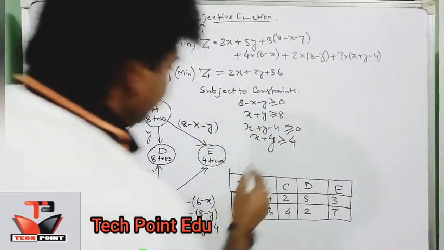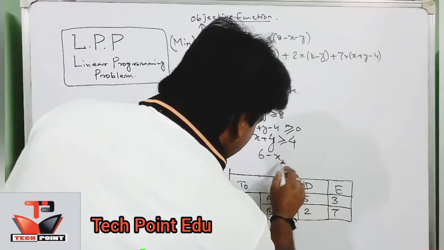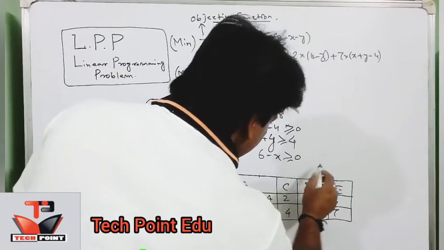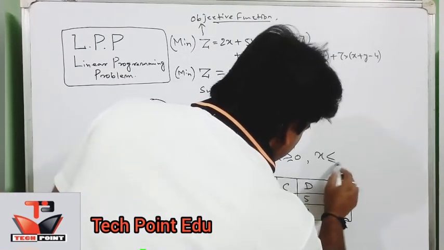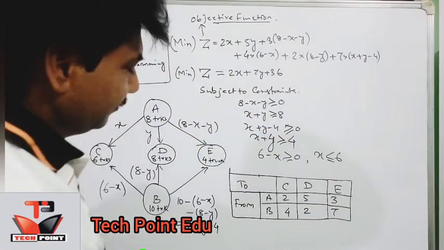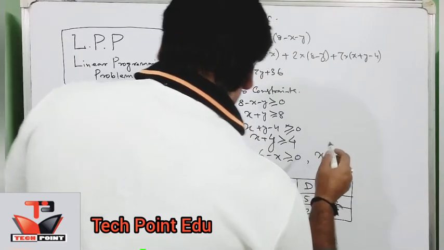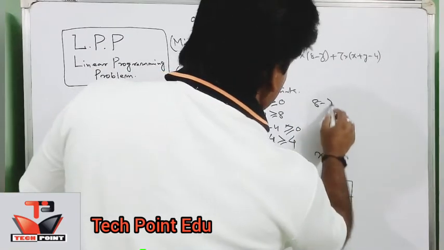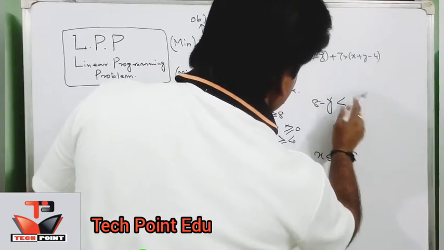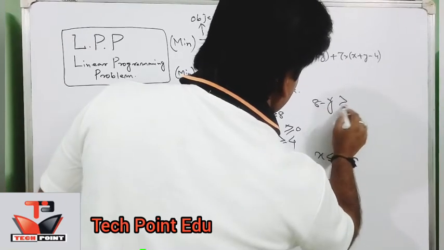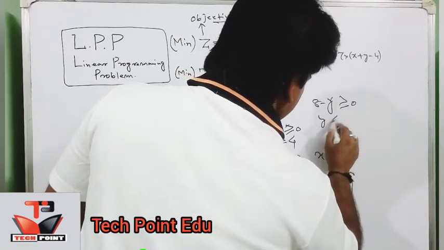Next, 6 minus X should be greater than or equal to 0. That means X is less than or equal to 6. Similarly, 8 minus Y greater than or equal to 0. That means Y is less than or equal to 8.